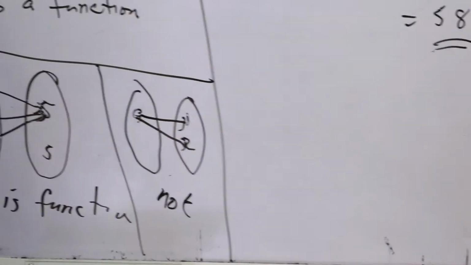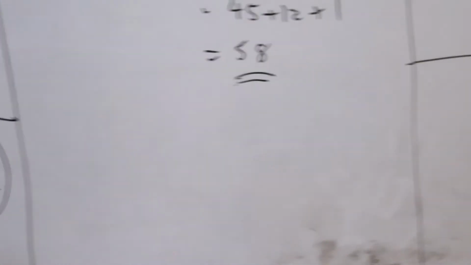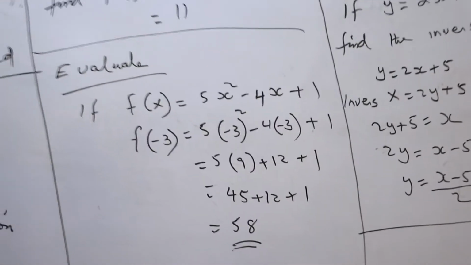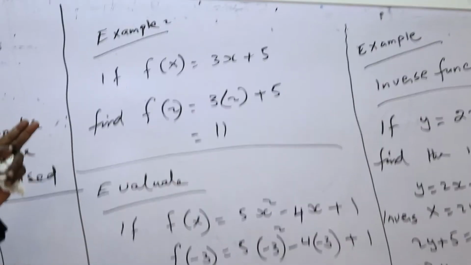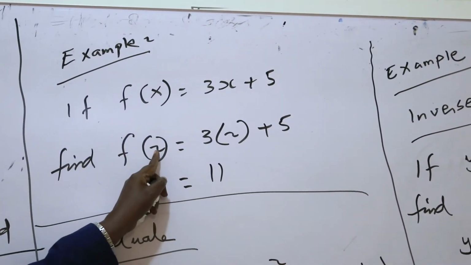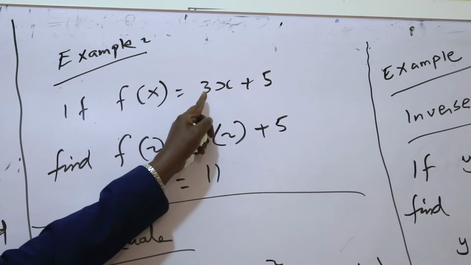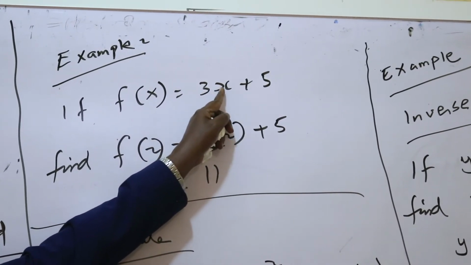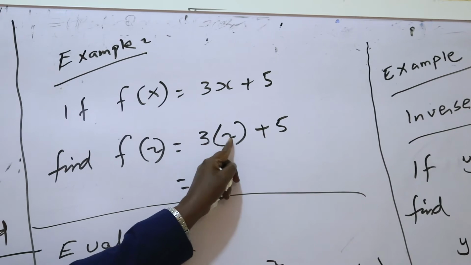That is not possible. Okay, example to evaluate. If f of x equals 3x plus 5, find f of 2. Like this one, 3 times x, 3 times 2.